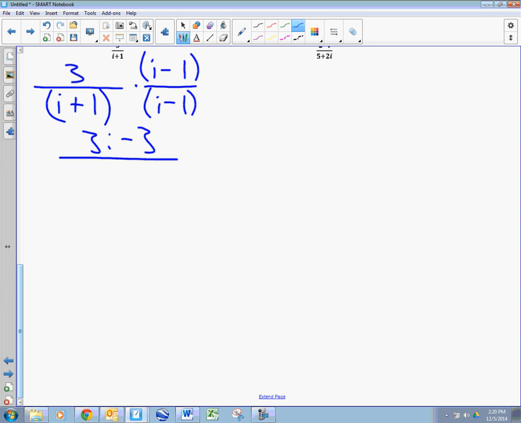Look at it on the bottom. i times i gives me negative 1. Do I have to multiply the inside and the outside? No, because they're conjugates, they will cancel. I just need to multiply the first and the last.